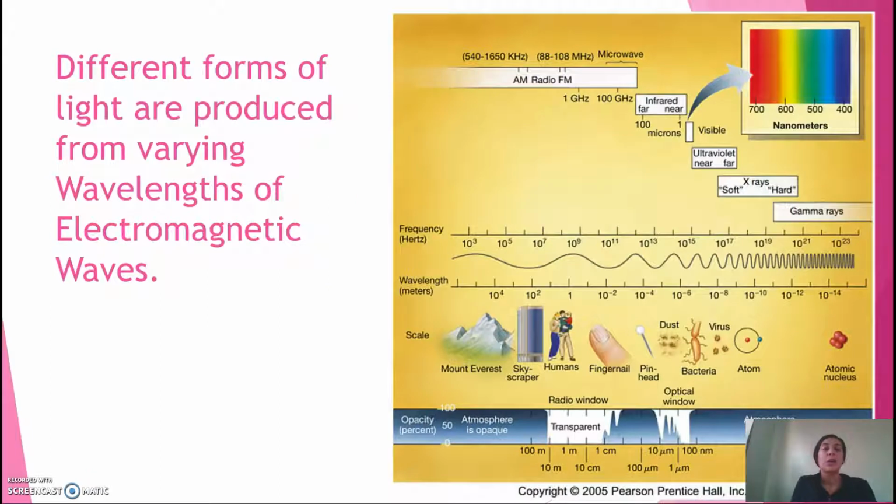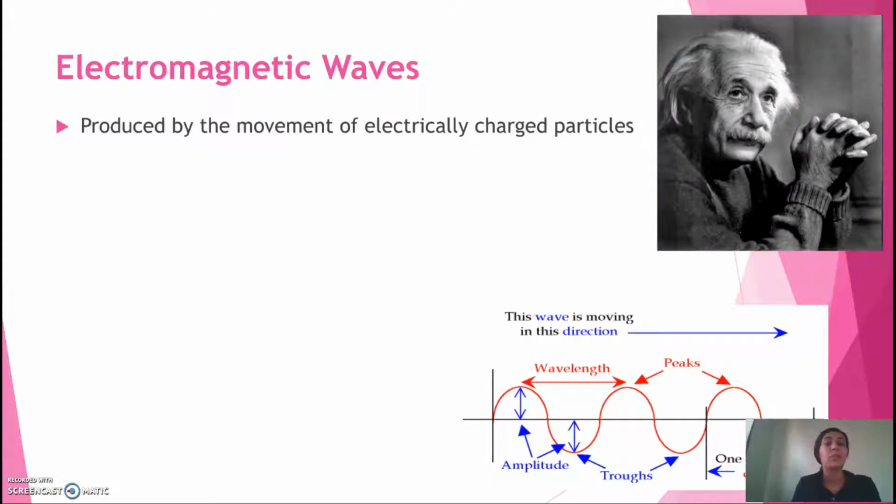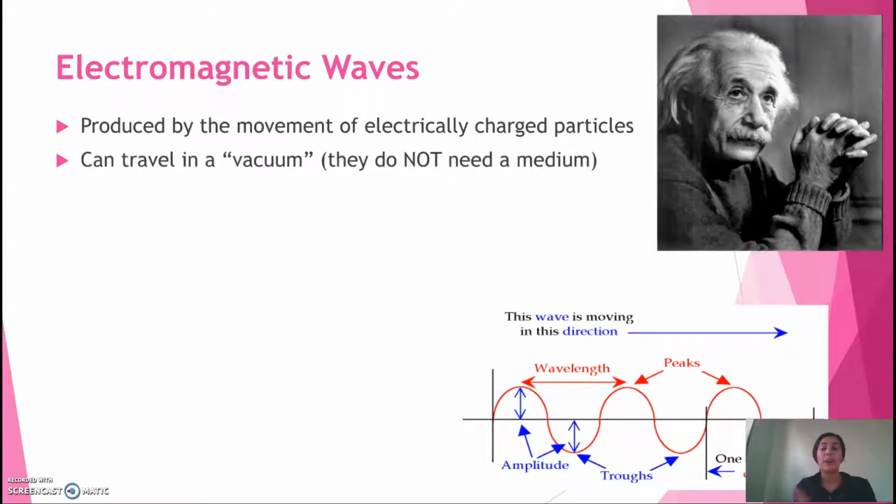So we know that there are different forms of light. Different forms of light are produced from different types of wavelengths of electromagnetic waves. Light travels in electromagnetic waves. So these waves are produced by a movement of electrically charged particles. Light can travel in a vacuum. However, when it goes through a medium, the speed of that light ends up being a little bit different.